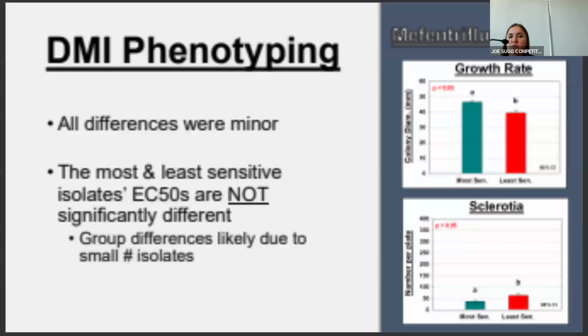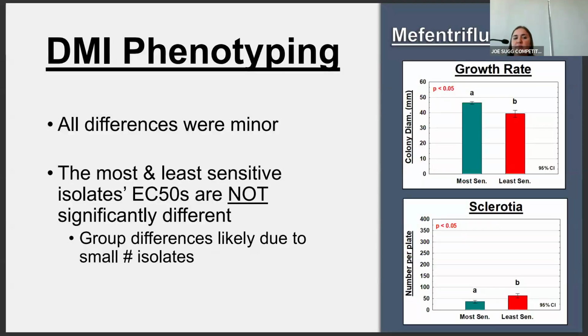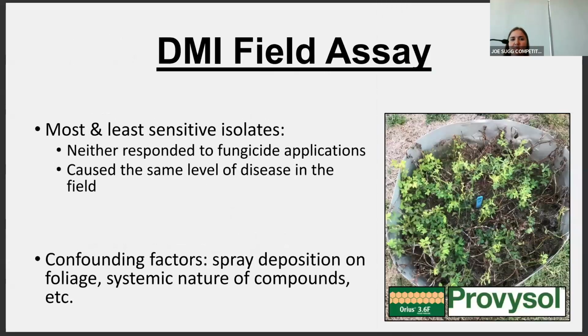So moving into my conclusions, for the DMI phenotyping assays, again, all differences were very minor. And I think that since the EC50s weren't different hardly at all, what we're just seeing is variation due to a small number of isolates analyzed. For the field assay, again, neither responded to fungicide applications.